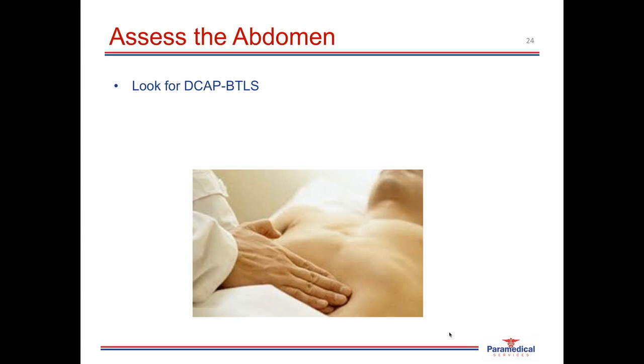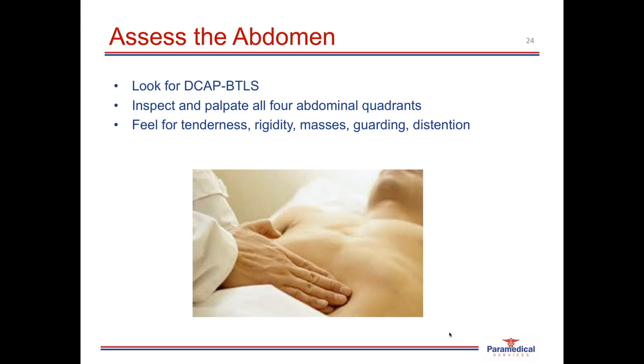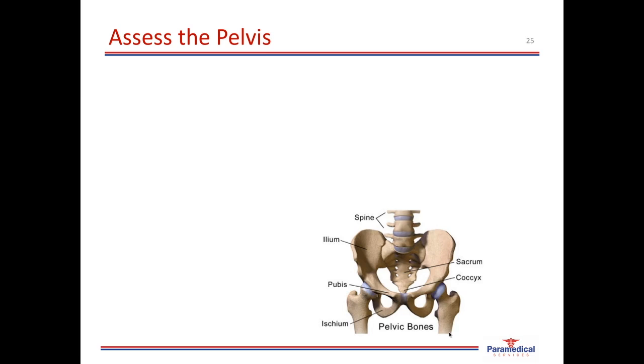Next is assessing the abdomen. So we look for, again, DCAP, BTLS. We inspect and palpate all four quadrants of the abdomen. We do this gently by putting our hands on top of each other and slowly working our way from one side to the other, going over every inch of the abdomen, pressing in gently to check for anything like tenderness, rigidity, any abnormal masses, when the patient is guarding, or if there's any abdominal distension.